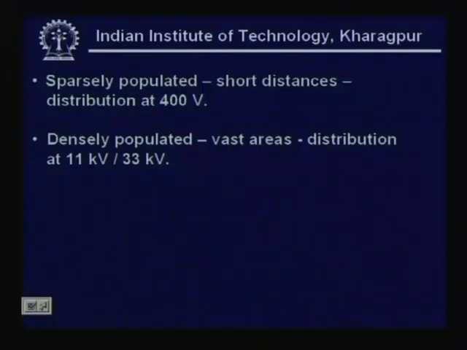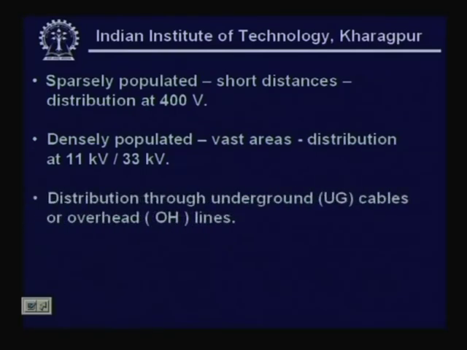That is what has to be kept in mind. And on the other hand, I did mention the distribution levels could be anywhere from 11, 33 and 66 kV. As said, densely populated or vast areas, distribution is at 11 or 33 kV.